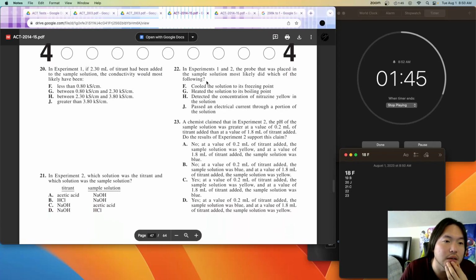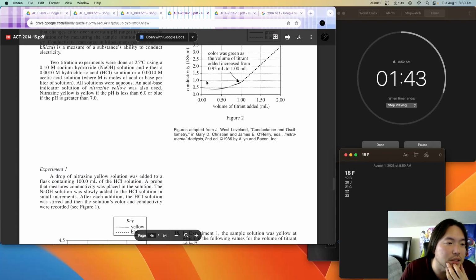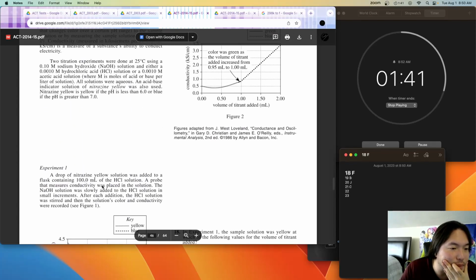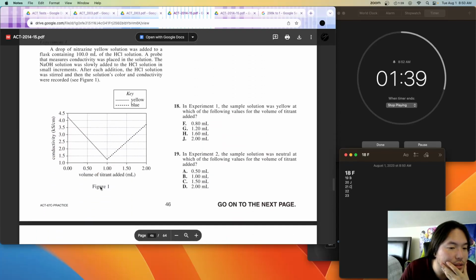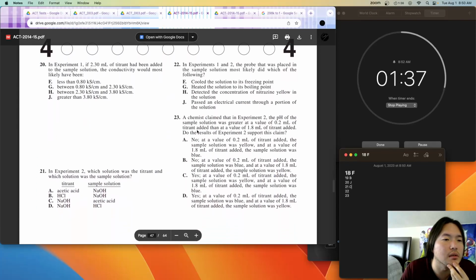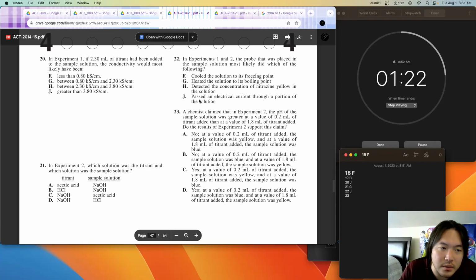Experiments 1 and 2, the probe that was placed in the sample solution most likely did which of the following? The probe? It measures the conductivity. Cooled the solution, heated the solution, detected the concentration of nitrate yellow. Probably J. It measures the current, the conductivity. So to measure the conductivity of something, you probably want to conduct something. So the only sensible answer in my mind is J here.